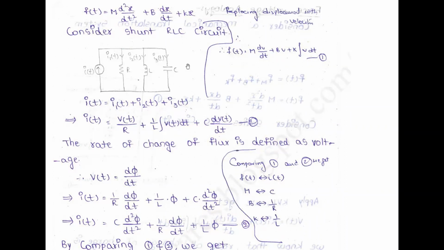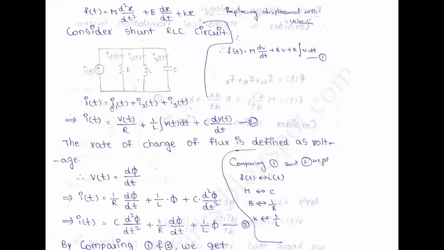Connecting the three elements in parallel. In the force current analogy, force is replaced by current source. So F is replaced by current. R, L, C, the three elements connected in parallel. So apply KCL at this node.